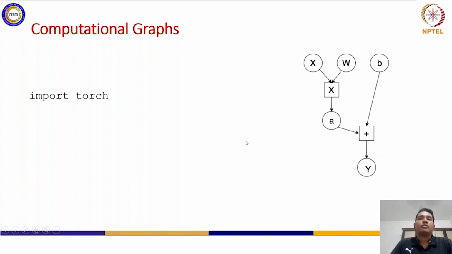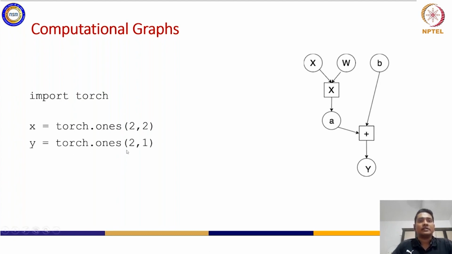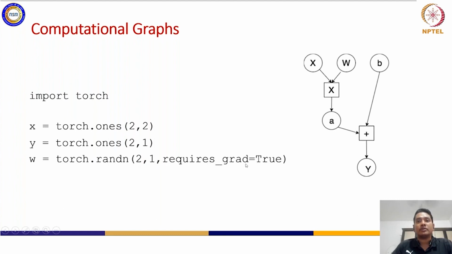To define this forward process in PyTorch, let's say we have X as our input tensor. We define one input tensor as 2 by 2 with all ones. Basically we are initializing the values; for your training, you will get the values from your inputs. Now we have Y as the output, which we also initialize as 2 by 1. And the value for the parameters, we define as torch.rand with 2 by 1, and we set the requires_grad flag to true.